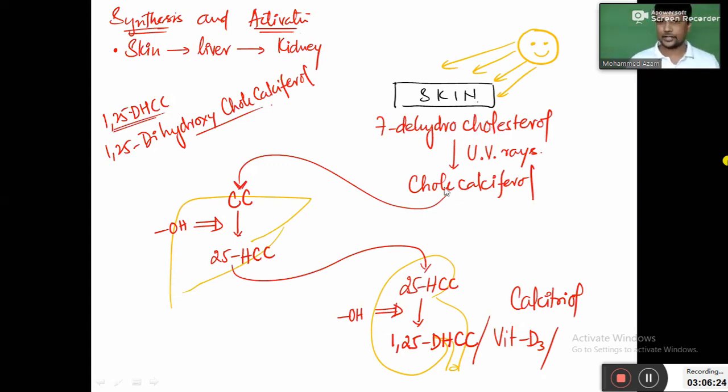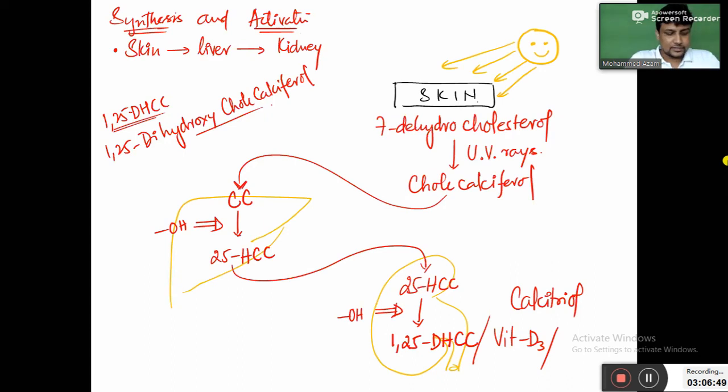7-dehydrocholesterol will get converted to cholecalciferol, and that cholecalciferol is going to the liver. In the liver, an OH group is added on the 25th carbon, forming 25-hydroxycholecalciferol, and that is going to the kidney. In the kidney, one more OH group is added on the first carbon, 1,25-dihydroxycholecalciferol, also known as vitamin D3, also known as calcitriol. Are you all comfortable till here?